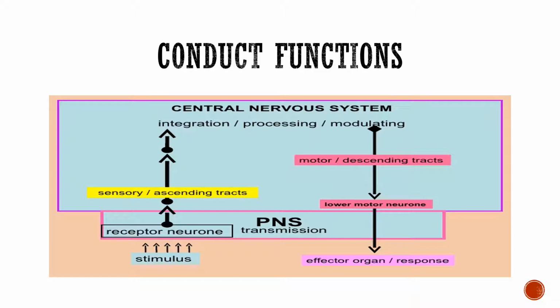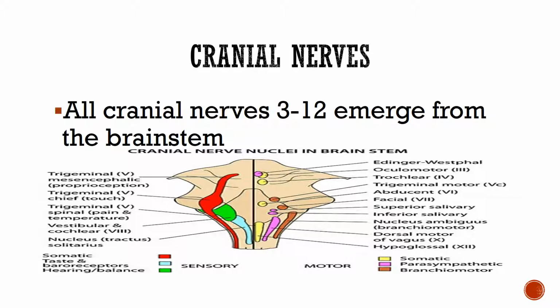All information that is sent to the cerebrum and cerebellum from the body and vice versa must travel through the brainstem. These pathways include the ascending sensory tracts and the descending motor tracts. As I mentioned earlier, cranial nerves 3 through 12 all emerge from the brainstem. These cranial nerves are responsible for different types of functions, including taste, balance, auditory processing, smell, amongst others.